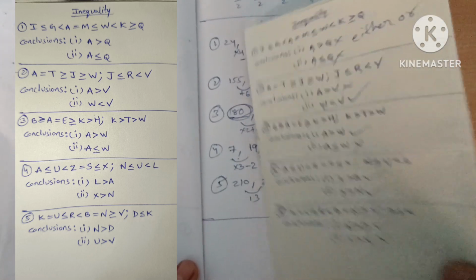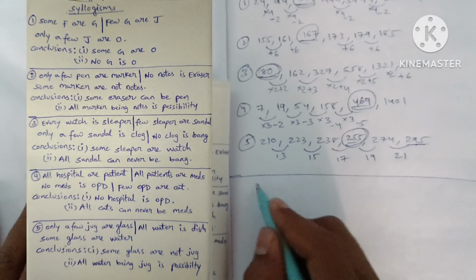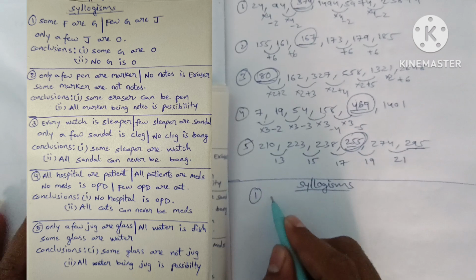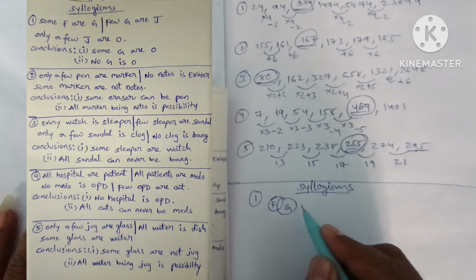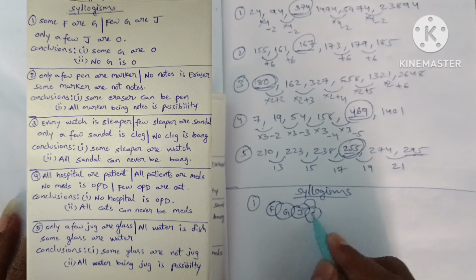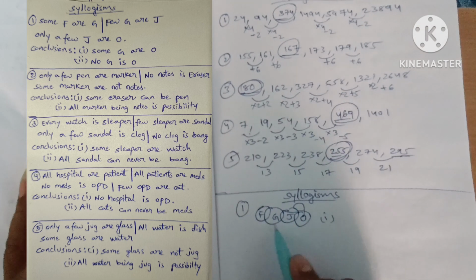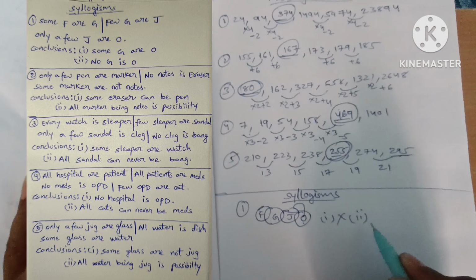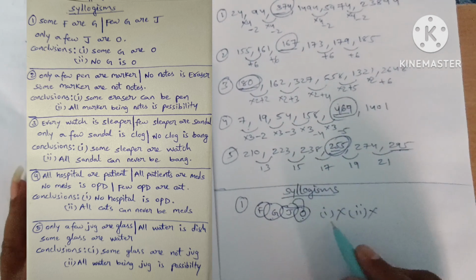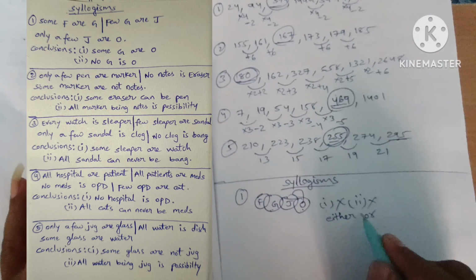Now we go for the syllogisms. First one: Some F are G, few G are J, only a few J are O. Conclusions: Conclusion 1, some G are O. Conclusion 2, no G is O. From both 1 and 2, it is clear that it is an either-or case. Either 1 or 2.